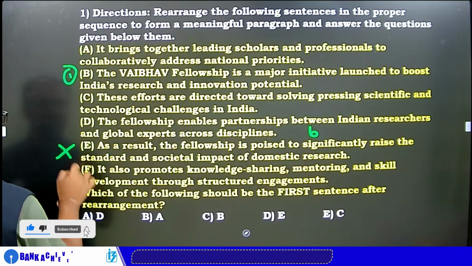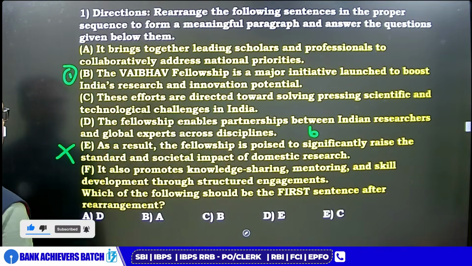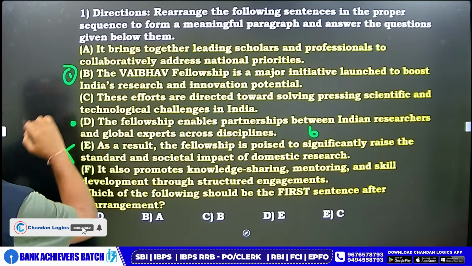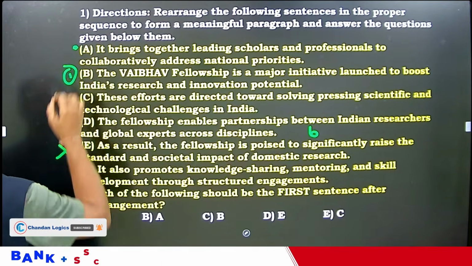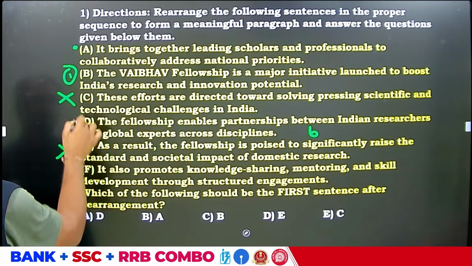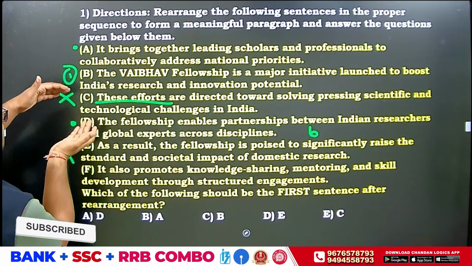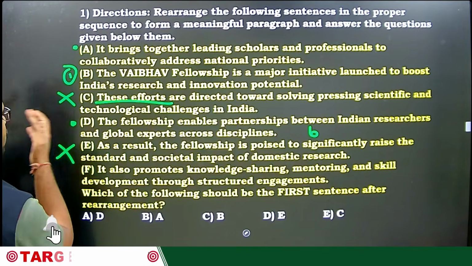Definitely not this one. As a result, could be the last statement most probably. Maybe the fellowship, yes, there is a chance. It brings together, yes, there is a chance. These efforts, no, because these efforts means what efforts? So before statement C, what should come is some efforts.